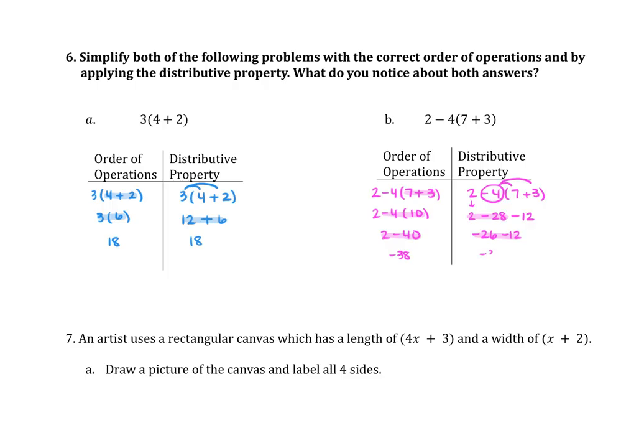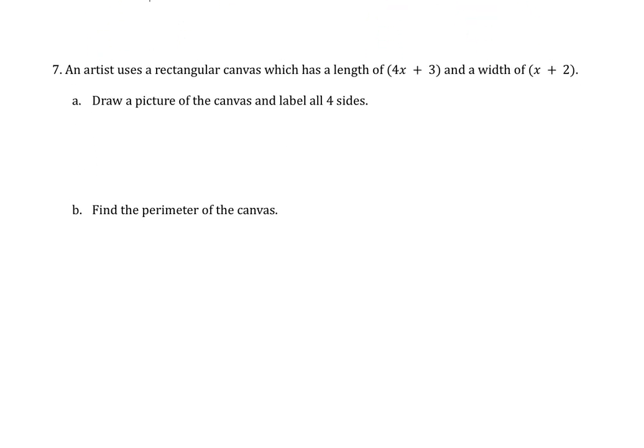And what do you notice? I end up with negative 38 again. If I've done it correctly, it doesn't matter order of operations or distributive property, they'll both come out to be the same. All right, I have one more example I want to show you.